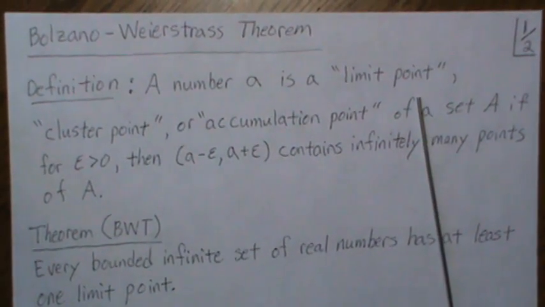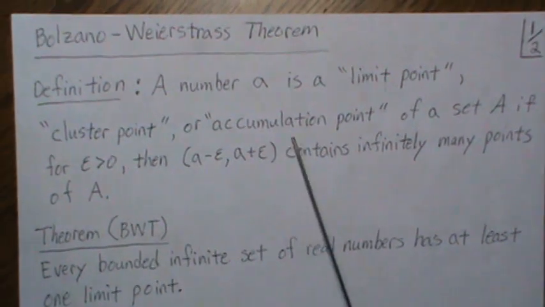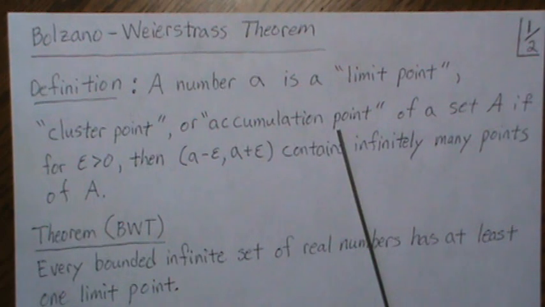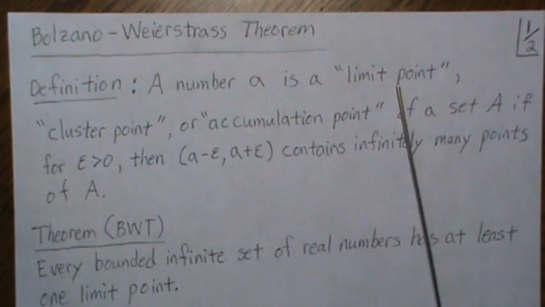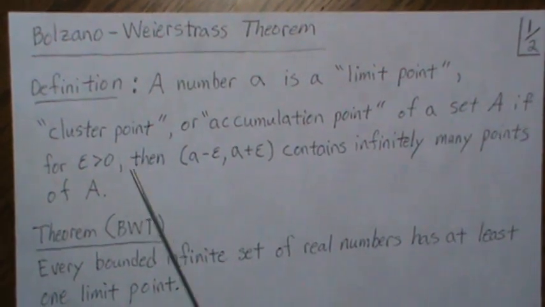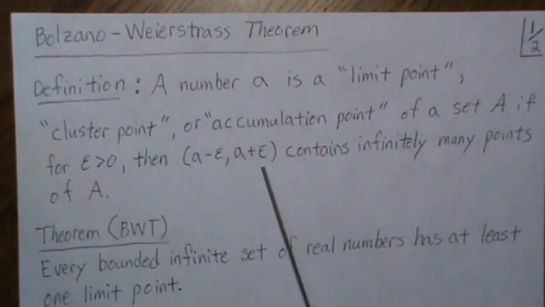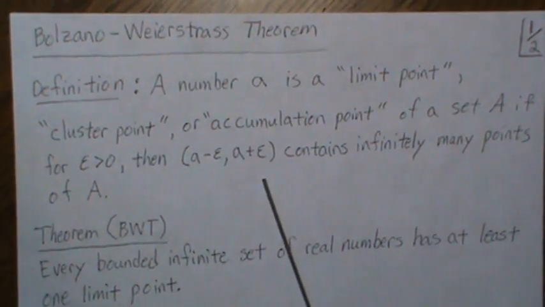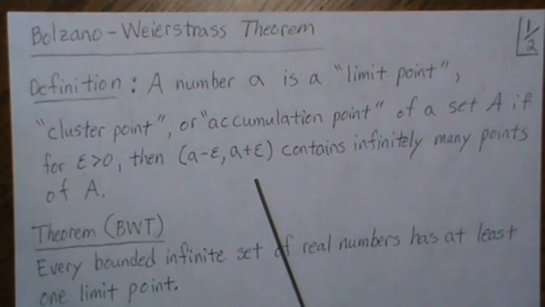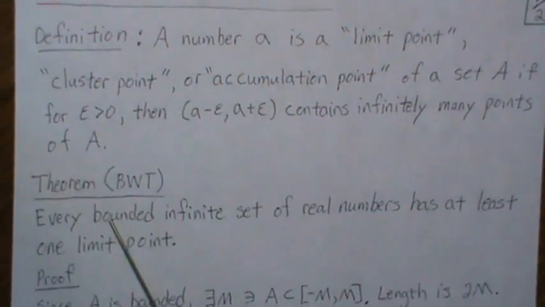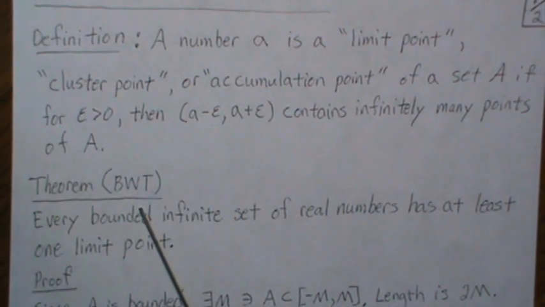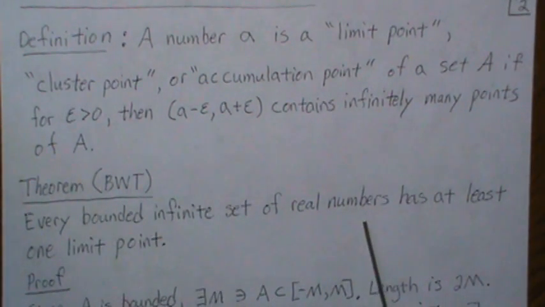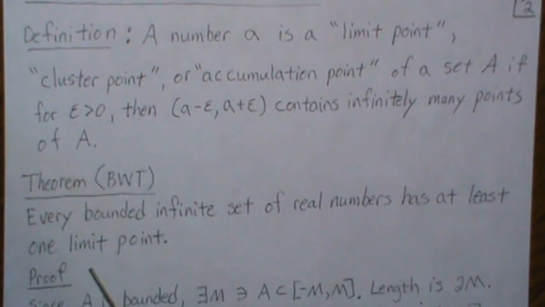First, we need a definition. A number is a limit point, or cluster point, or accumulation point. All three of those can be interchanged, and they mean the same thing. So a number p is a limit point of a set A if for every epsilon greater than 0, the interval (p minus epsilon, p plus epsilon) contains infinitely many points of A. Then that's called a limit point or a cluster point. And the first version of the Bolzano-Weierstrass theorem is: every bounded infinite set of real numbers has at least one limit point.